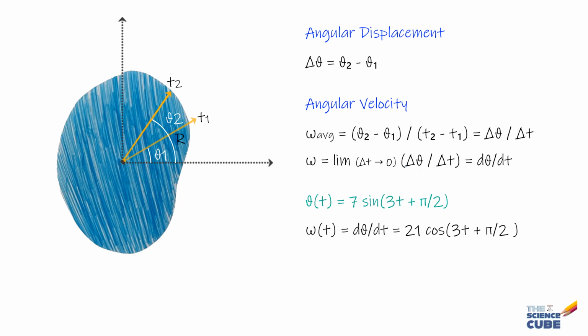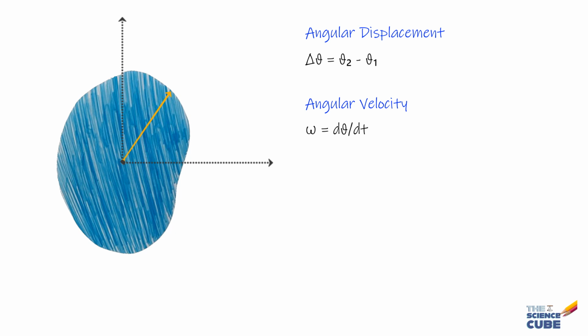Again, both these equations hold not only for the rotating body as a whole, but for every particle of that body. Now, the unit of angular velocity we commonly use is radians per second, but often in problems you can also come across revolutions per second.